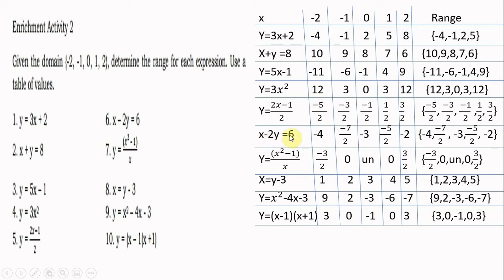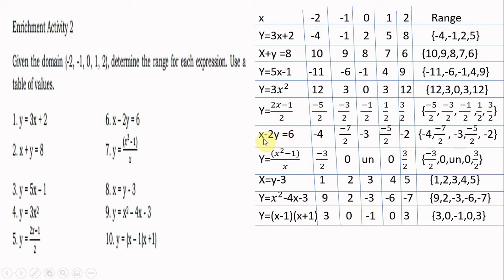So x minus 2y equals 6. When your x is negative 2, transpose, that becomes positive 2, that's 8, divided by negative 2, that's negative 4. When our x is negative 1, transpose, that's 6 plus 1 is 7, divided by negative 2, that's negative 7 over 2. When our x is 0, therefore negative 2y equals 6, divided by negative 2, that's negative 3.